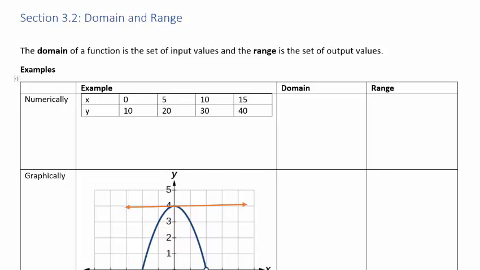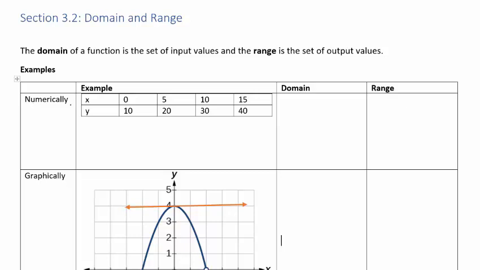In this section, we're going to look at what the domain and range of a function are. So the domain is the set of the input values, or the set of the values of the independent variable, typically x, and the range is the set of output values, or the set of the values of the dependent variable, which is typically y.